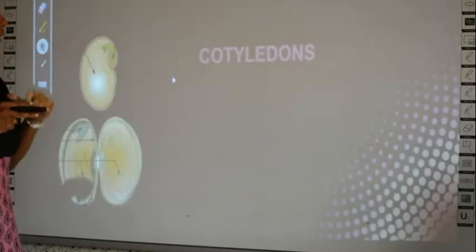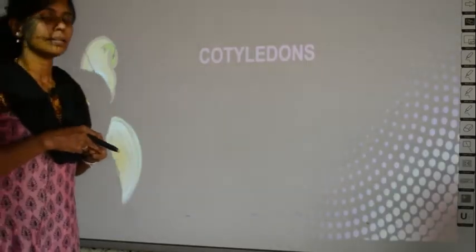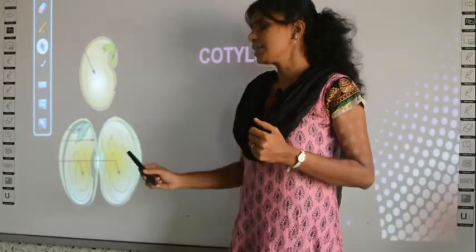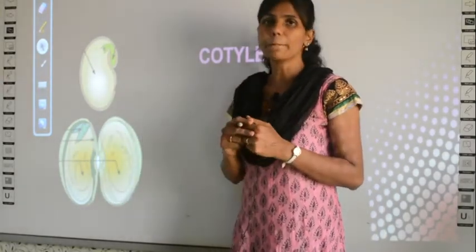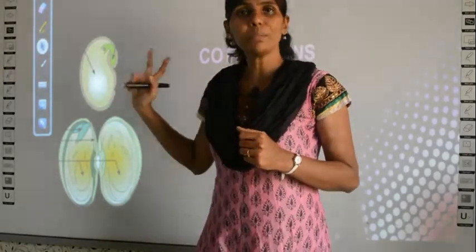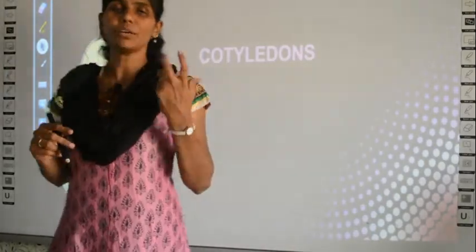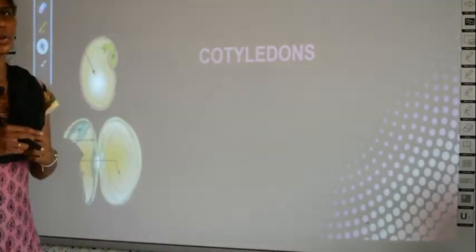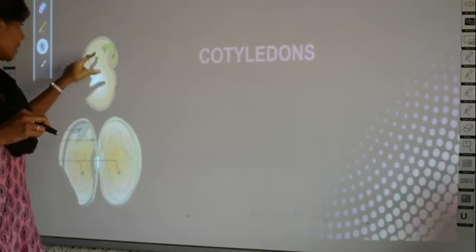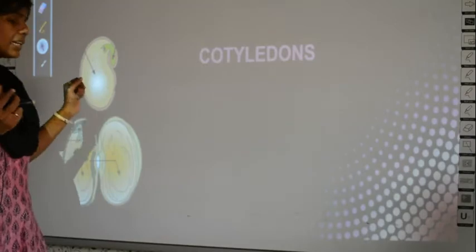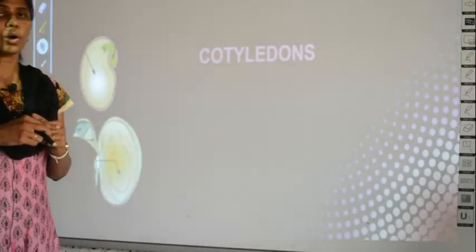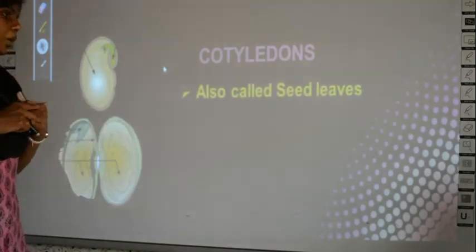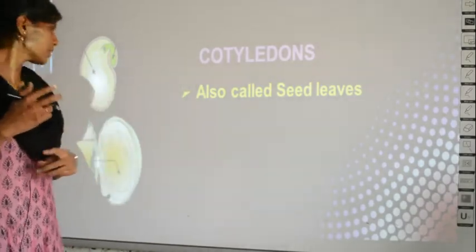Next we learn about cotyledons. I told you initially in the classification chart that there are two types of cotyledons, called monocotyledons and dicotyledons. Mono means one and di means two. So already you have studied that in grasses you have monocotyledons, whereas in beans you have dicotyledons. So this is the cotyledon, and if it is 2 in number then you call it a dicotyledon, and if it is only 1 in number you call it a monocotyledon.